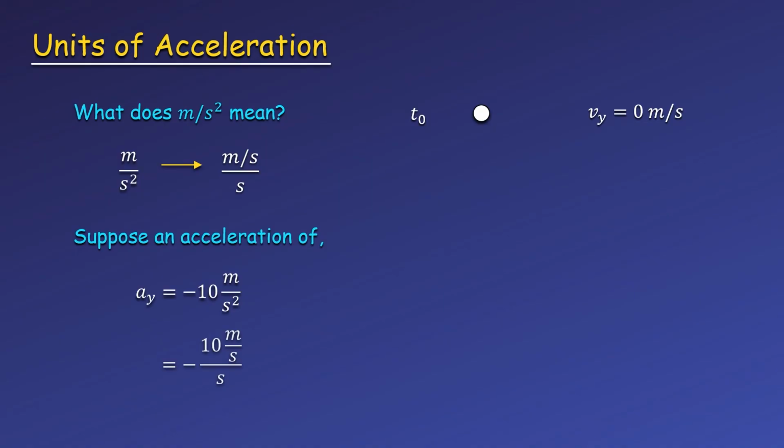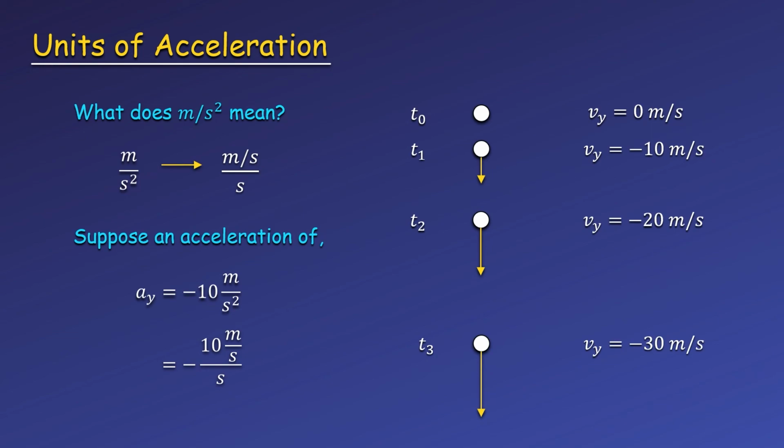Now we can look at how velocity changes each second. After 1 second, the velocity has changed by minus 10 meters per second. So the new velocity is minus 10 meters per second. After another second, the velocity should again change by another minus 10 meters per second. So now the velocity is minus 20 meters per second. And again, after a third second, now the velocity is minus 30 meters per second. So this acceleration tells us that the velocity will change by minus 10 meters per second every time 1 second goes by. But if we think about position, since the object is moving faster during every 1 second time interval, it will move through more and more distance.